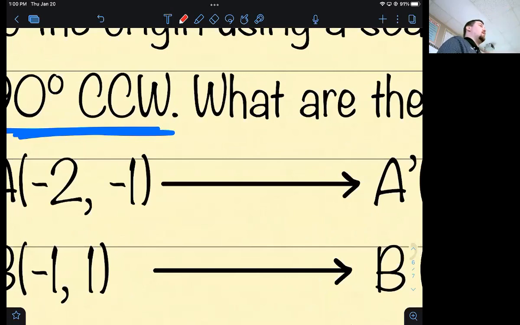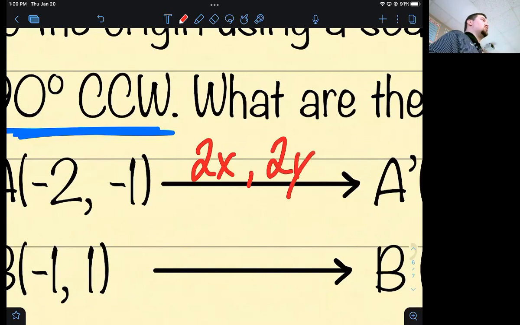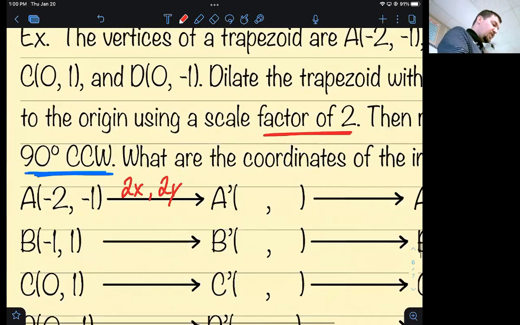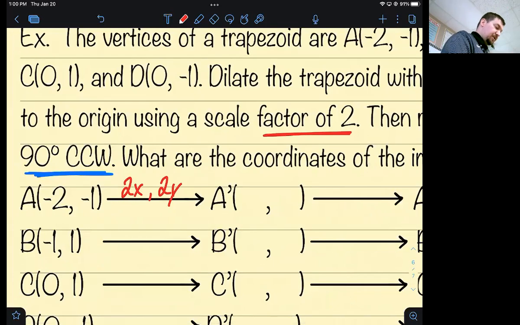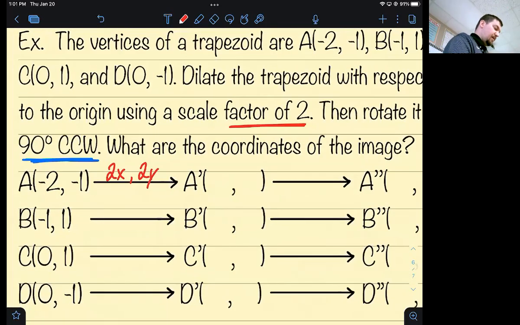I would be fine with that, but what does k equals 2 actually do? Okay, so it doubles the x coordinate and it doubles the y coordinate. So that's what we would technically write, 2x and 2y. Just shows that you're doubling both of them. And so, Owen, what would A prime be? Good, -4, -2. Lucy, what would B prime be? +2. And then C prime would be 0, 2, and D prime would be 0, -2.